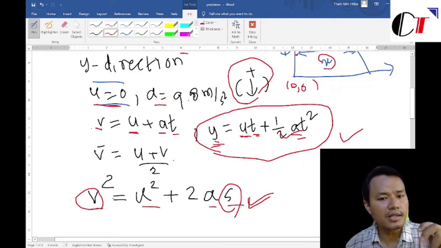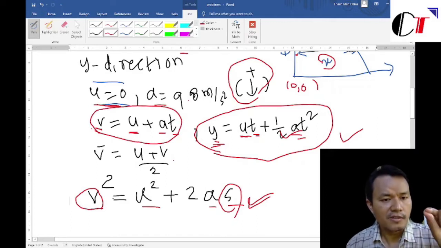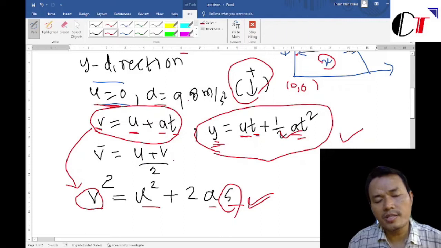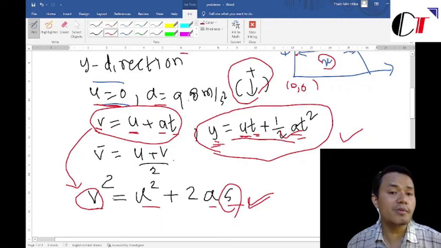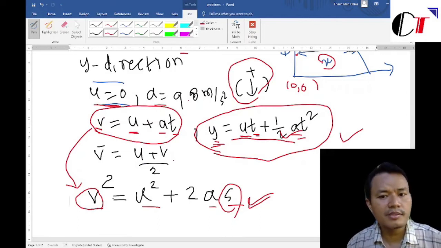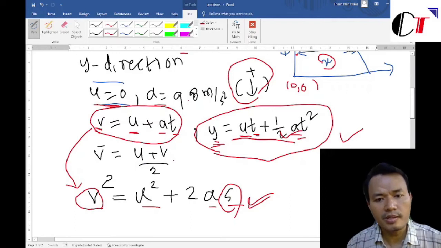So if you want to use the second method, you have to do a two-step calculation. First, find v, and then second, substitute in this equation. That wastes your time with two steps, because you can easily find the one component of the displacement using ut plus half at squared straight away. Of course, in the exam, you have to optimize your time. So you will use the method which gives the answer as directly as possible. In this case, you will use y is equal to ut plus half at squared.